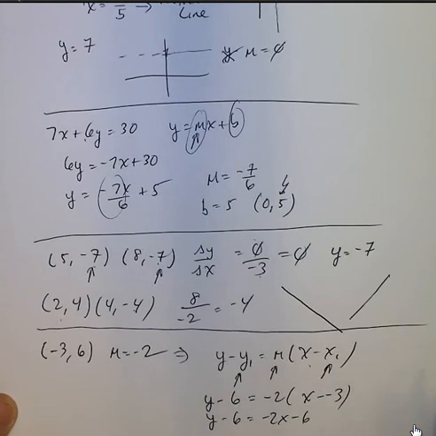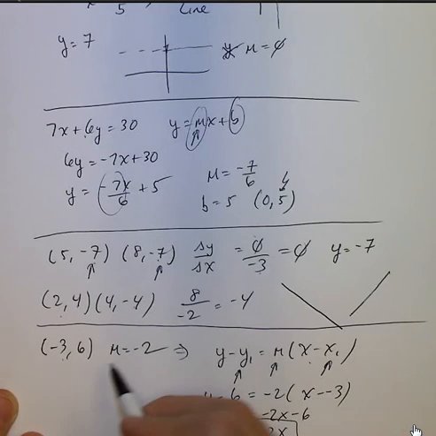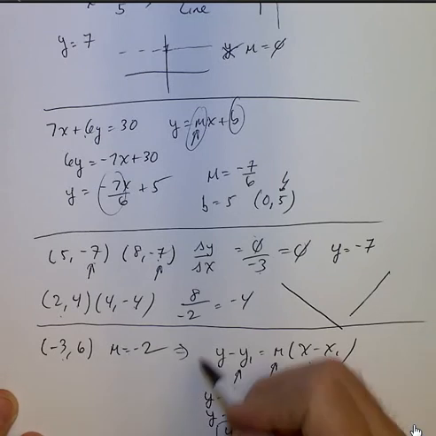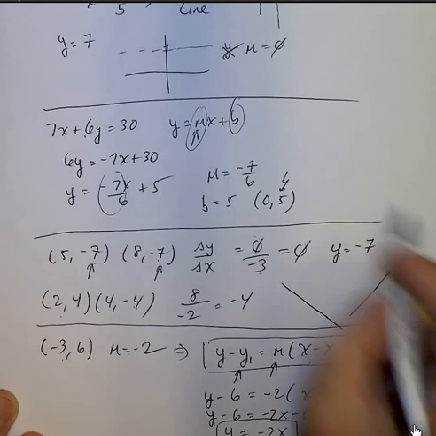Put the 6 on the other side, make 0, so that's the equation. So to find the equation of a line in y equals mx plus b form, if you're given a point and you're given the slope, use the point-slope formula, plug in your y1, your x1, and your slope, and that should allow you to get to the answer.